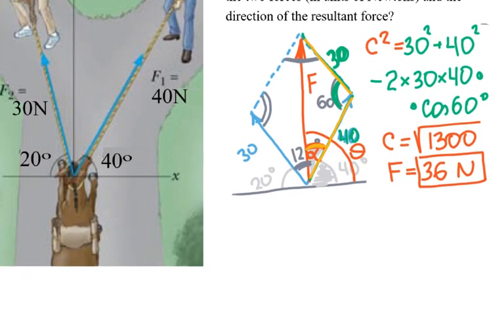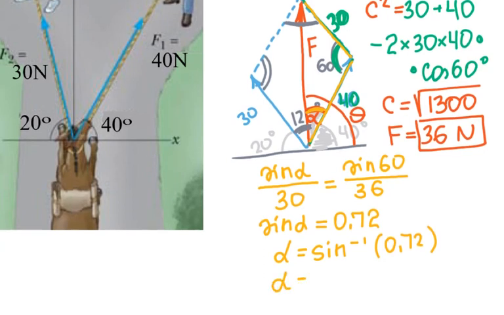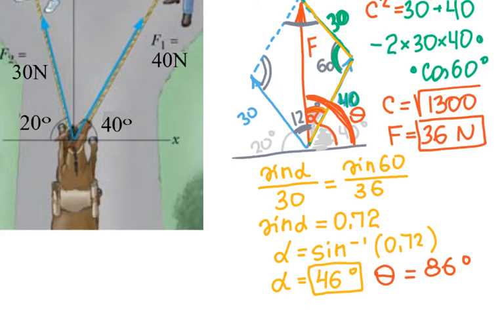So I'm going to say sine of alpha over the opposite side, 30, is equal to sine of 60 over the opposite side, which is F, that I just found out is 36. So sine of alpha is equal to 0.72. Then alpha is equal to arcsine of 0.72. Then alpha is equal to 46 degrees. So now if alpha is 46 degrees, then this whole angle theta is 86 degrees, because the 40 and 46 give me 86 degrees.